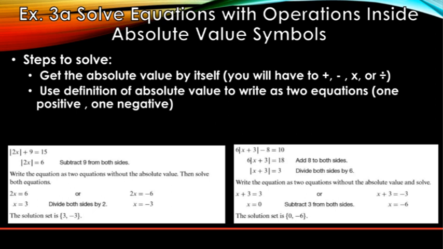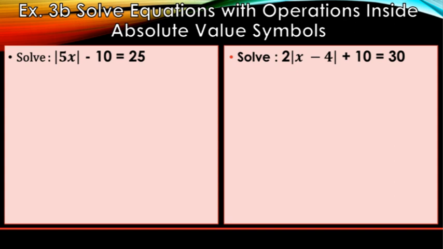Again, we still do the same two steps. Get the absolute value by itself, then use the definition of absolute value to write it as two equations, one with a positive, one with a negative. Let's look at an example. I'll do this first one for you.